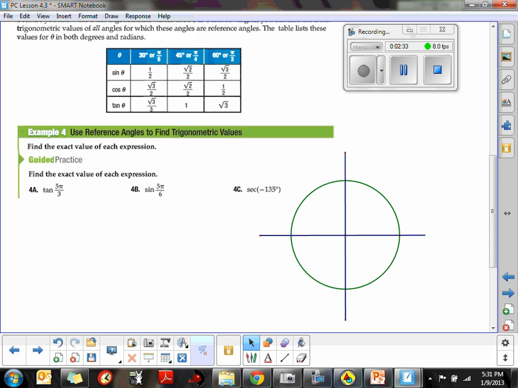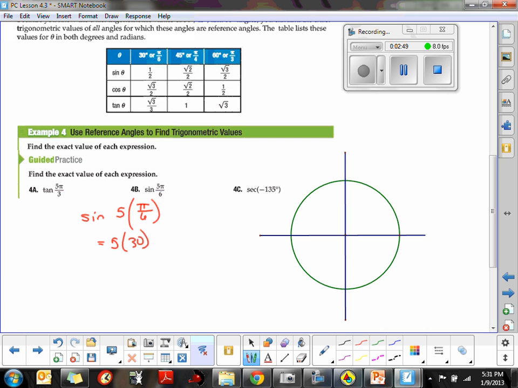Okay, so for 4b, again, when I'm drawing this, eventually you don't have to, I'm just showing you a crutch on which you can get by. It's 5 of these pi 6, and a pi 6 is 30 degrees, so the sine of 5 times 30 is the sine of a 150 degree angle. So what we're going to do is go on the positive x-axis and then rotate 150 degrees counterclockwise. So this is 150 degrees.